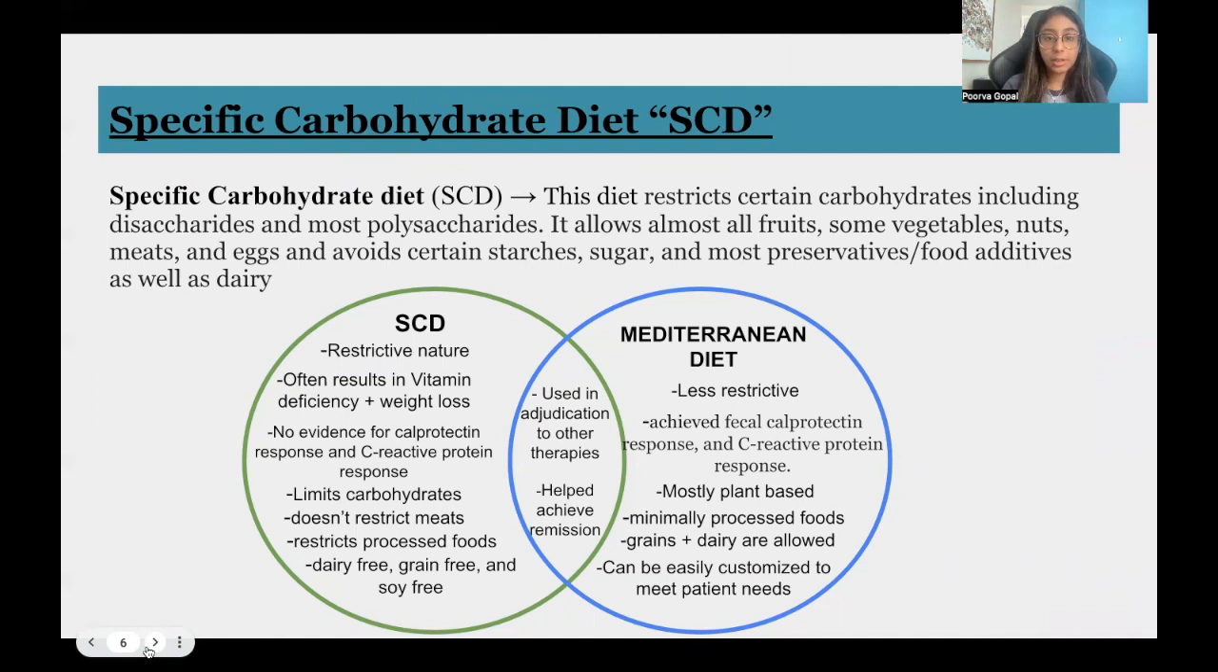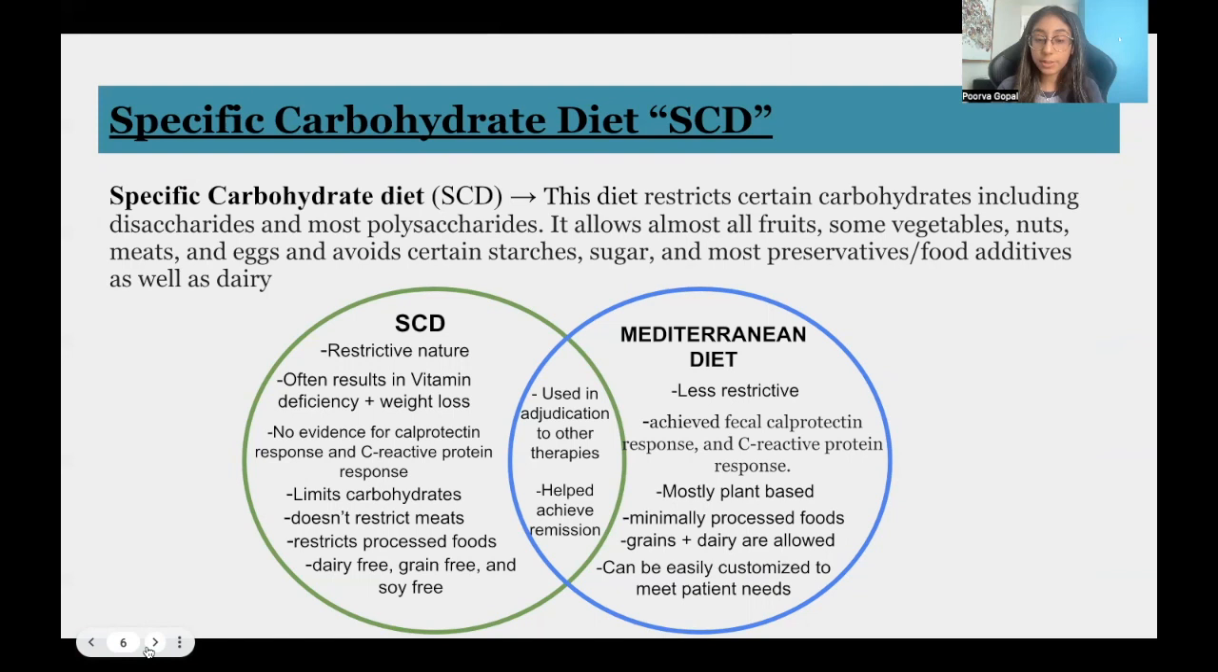decreasing the inflammation. This diet allows almost all fruits, some vegetables, nuts, meats, and eggs, and avoids certain starches, sugar, and most preservatives. In comparison to the Mediterranean diet, the SCD is very restrictive in nature, while the Mediterranean diet is more lenient and flexible. The SCD diet can often result in vitamin deficiency and weight loss. And the Mediterranean diet has proof, in a study comparing these two diets, in achieving fecal calprotectin response and C-reactive protein response.